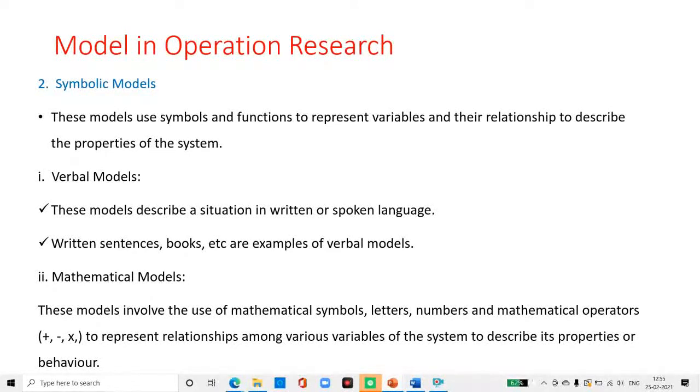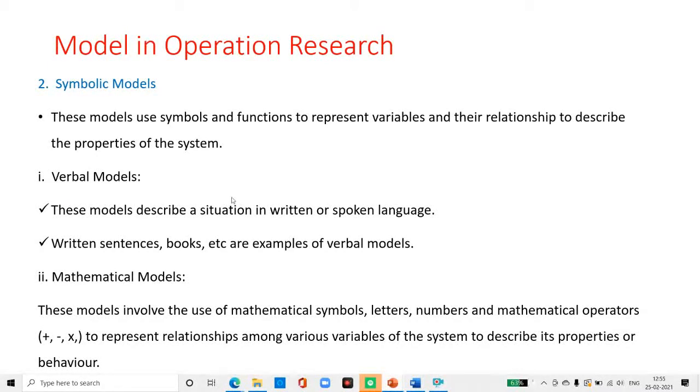Then the second symbolic model is a mathematical model. This model involves some use of mathematical symbols, letters, numbers, and mathematical operators like plus, minus, multiplication, division, to represent the relationship among the various variables.